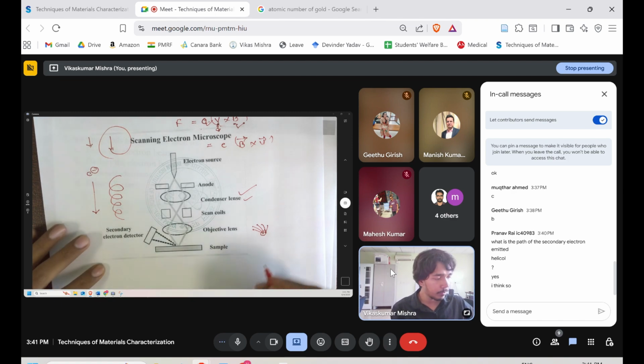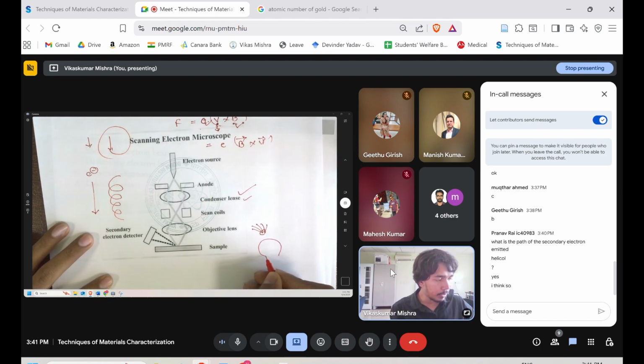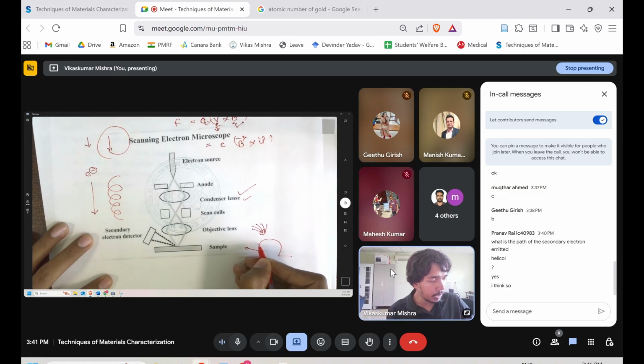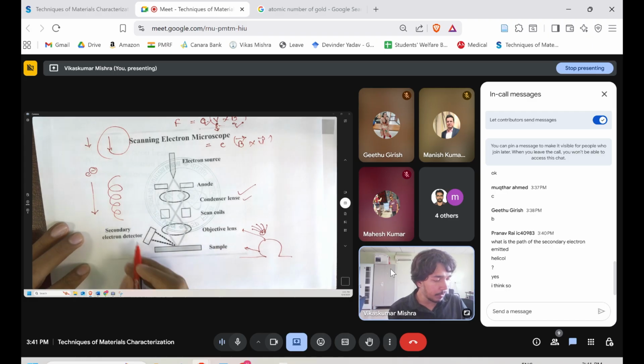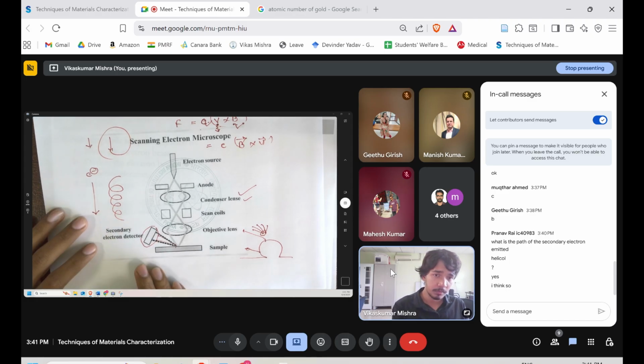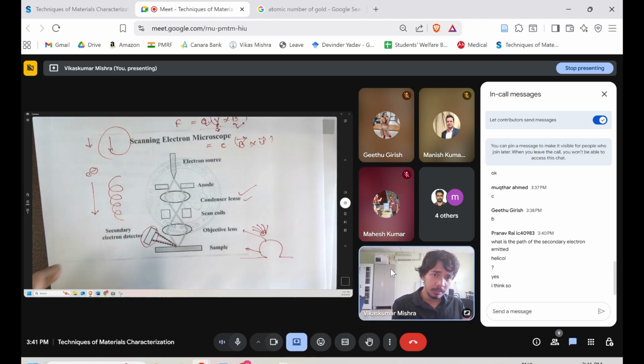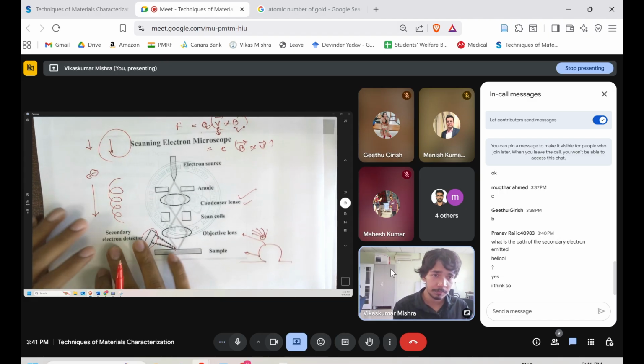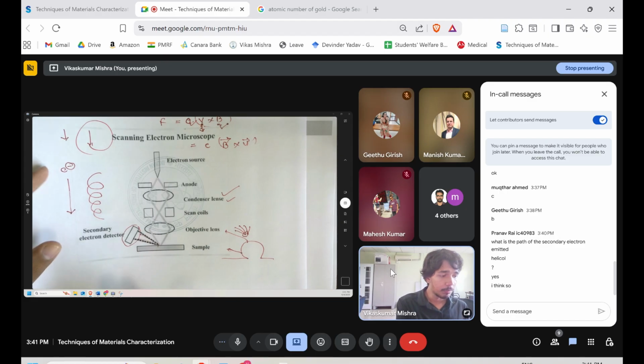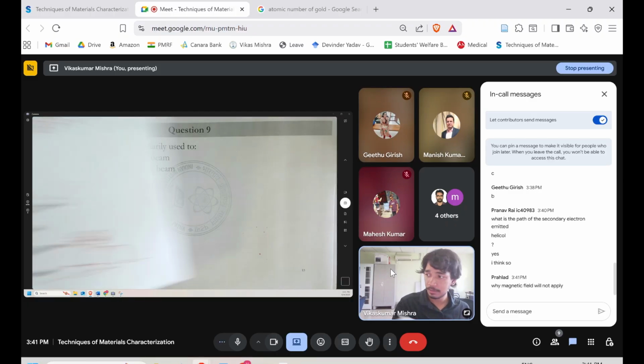So if it is emitted from a feature which is like this, it will follow the same trajectory. It's just that the detector will apply some force which will attract these electrons. So the way they are emitted, it will be reflected onto the detector and we will be able to see it. That's a good question, but I will think more on that.